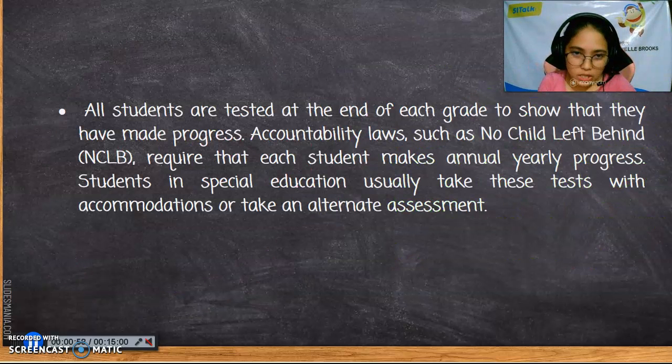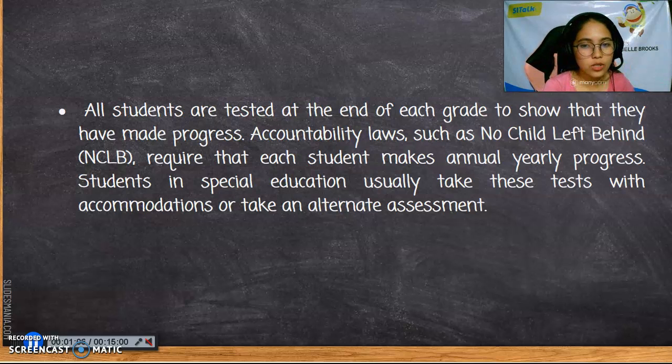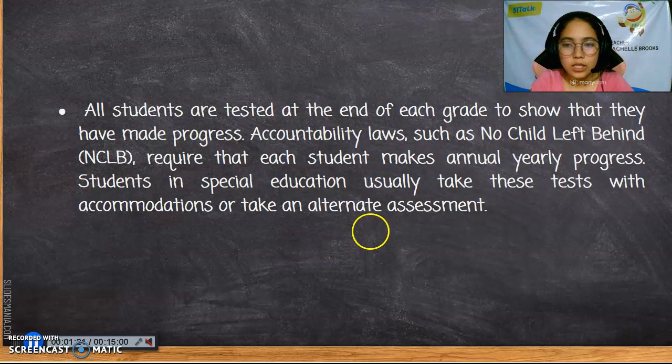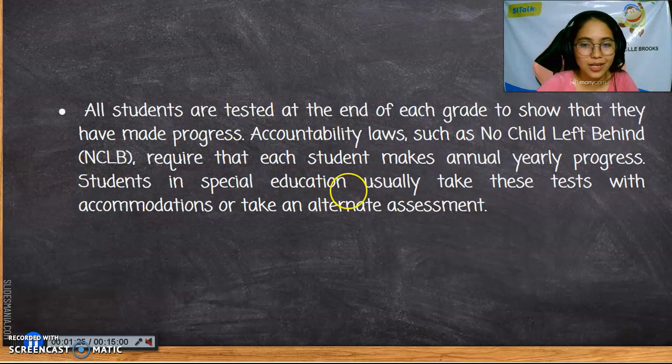All students are tested at the end of each grade to show that they have made progress. Accountability laws such as No Child Left Behind, or NCLB, require that each student makes annual yearly progress. So students in special education usually take this test with accommodations or take an alternate assessment.